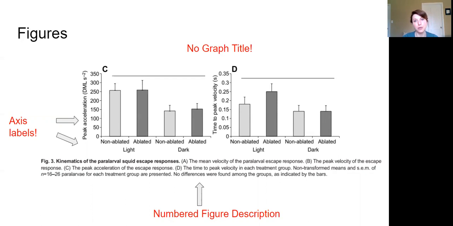So here you're going to number your figures, so you can refer to them back in the text as figure 1, figure 2, figure 3. And you're also going to include a description of this figure underneath the graph itself.